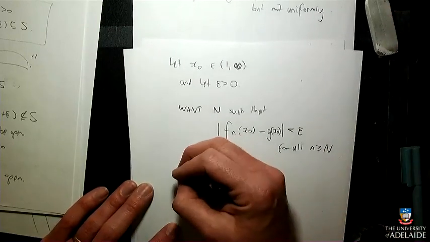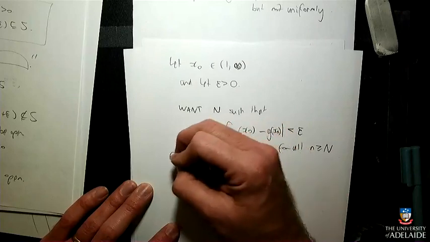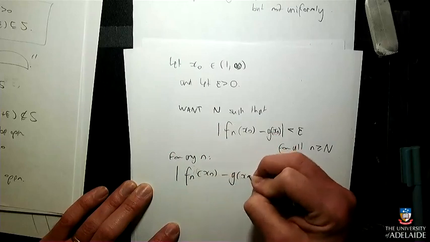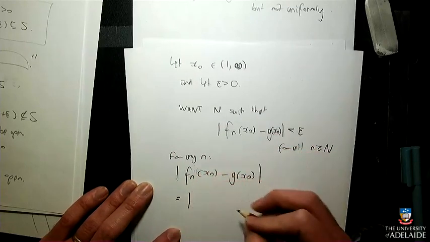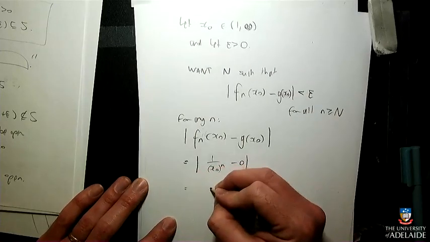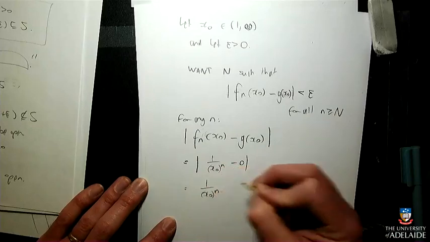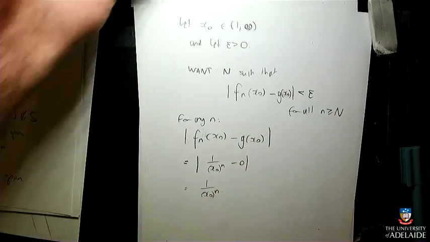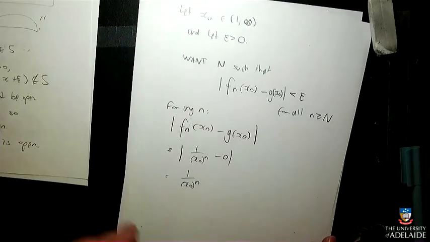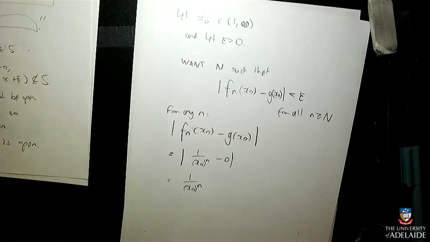Okay, so let's just think about what this is. For any n, f_n of x naught minus g of x naught is 1 on x naught to the n minus 0. So 1 on x naught to the n. I don't need the absolute values because it's a positive number anyway. And since x is greater than 1, I reckon I can choose an n so that that'll happen.